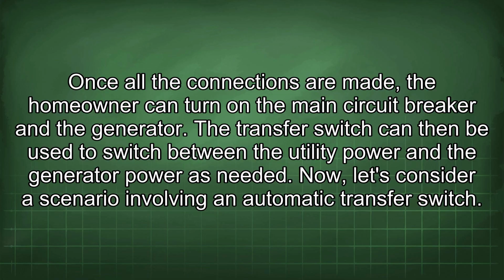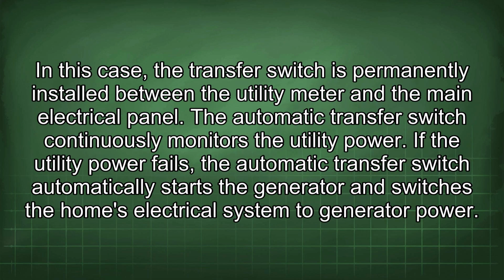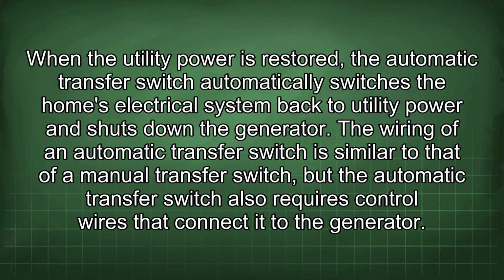Now, let's consider a scenario involving an automatic transfer switch. In this case, the transfer switch is permanently installed between the utility meter and the main electrical panel. The automatic transfer switch continuously monitors the utility power. If the utility power fails, the automatic transfer switch automatically starts the generator and switches the home's electrical system to generator power. When the utility power is restored, the automatic transfer switch automatically switches the home's electrical system back to utility power and shuts down the generator.